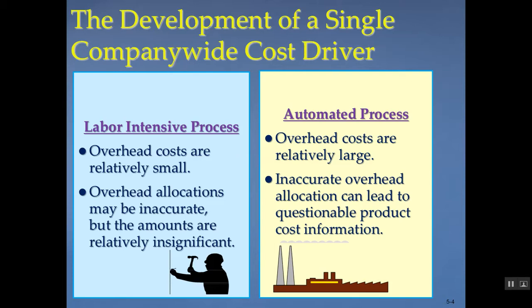So you can see under labor-intensive processes, overhead costs are relatively small, and the allocations may be inaccurate, but the amounts are relatively insignificant. However, in more modern automated processes, overhead costs are relatively large and labor costs are relatively small. Therefore, the allocation of large amounts of overhead based on direct labor in an automated process can result in unreliable information that doesn't make sense.